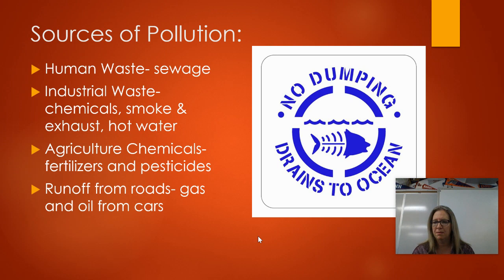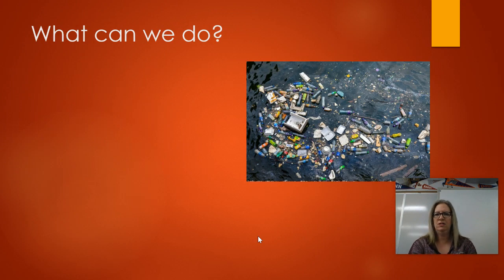We've got some more rain coming up, so next time it rains a lot, go outside, find a puddle in the street, and you're going to see kind of this shimmery substance on the water. That's gas and oil from the cars. That goes down into the storm drains, and a lot of times those storm drains go right to the ocean or right to rivers. That's why sometimes you'll see those signs that say no dumping, drains to ocean, but the runoff can't be stopped. Okay, so what can we do?